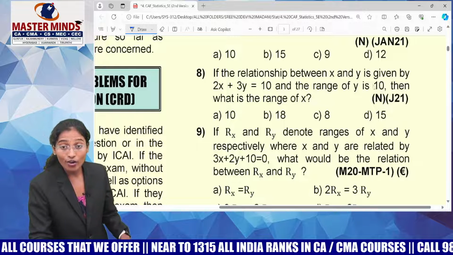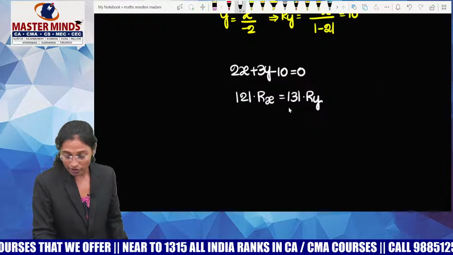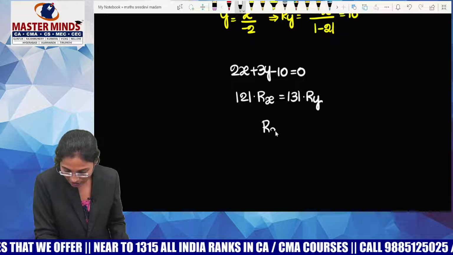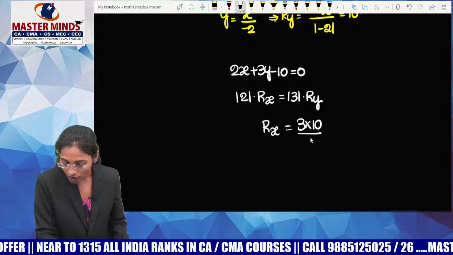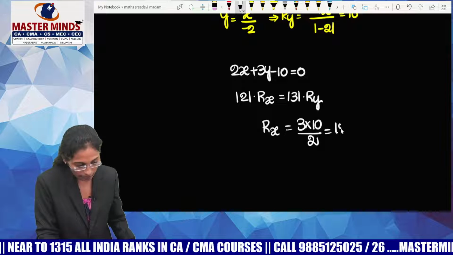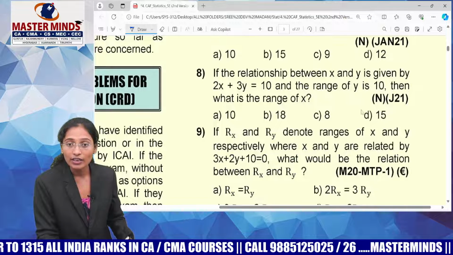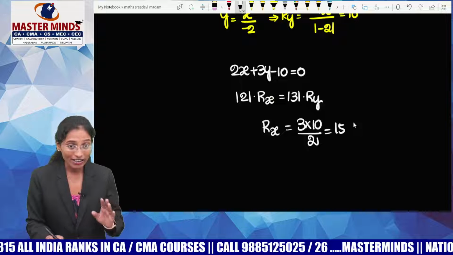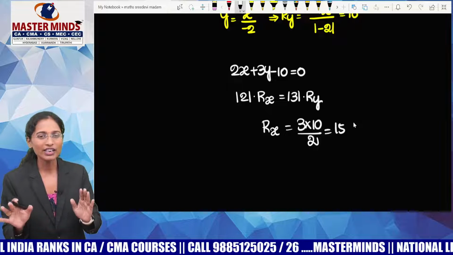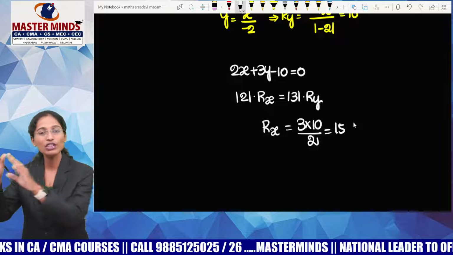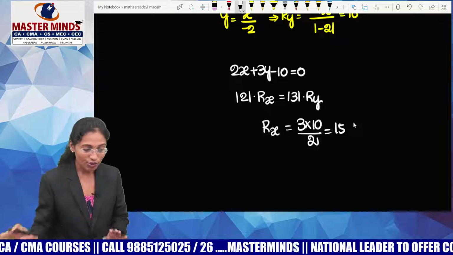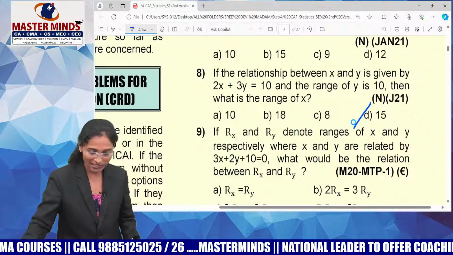What is range of y according to your question? 10. So range of x is equals to 3 into 10 by 2, which is going to be 15, and that is there in option D. So try to understand the relation, guys. Whatever it is, write down the coefficient with modulus and write down the coefficient with modulus at the other side. That's how you can solve the MCQ. Now let me show you the next question.